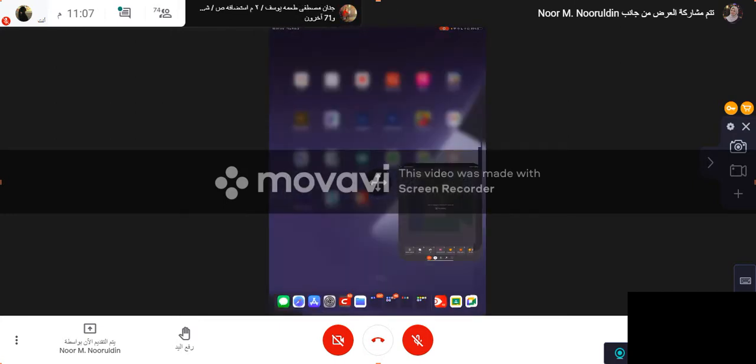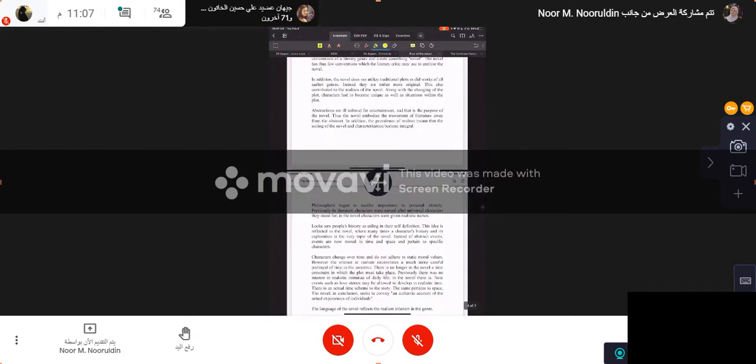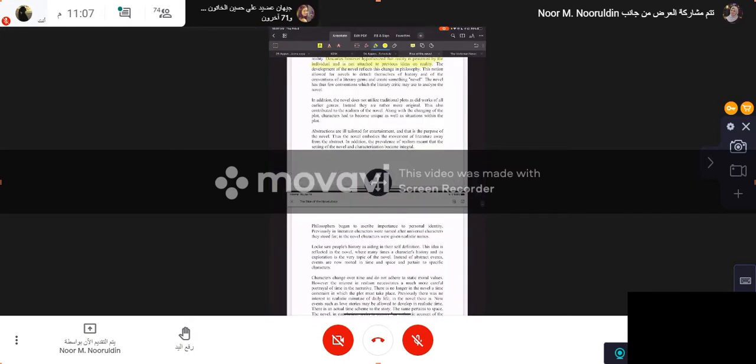I'm reading from the screen. Okay. In addition, the novel does not utilize traditional plots as it did in works of all earlier genres. Instead, they are rather more original. This also contributed to the realism of the novel. Along with the changing of the plot, characters had to become unique as well as situations within the plot.